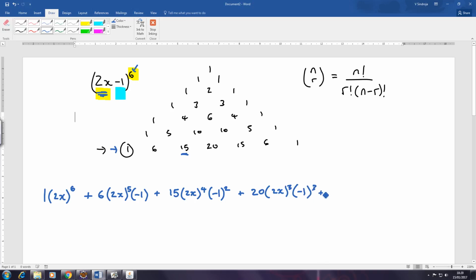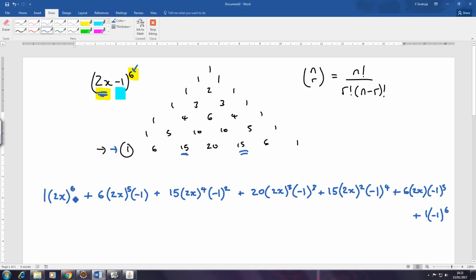Okay, and then I'm going to run out of room here. 15, which is this next number, times 2x to the power of 2, and minus 1 to the power of 4, and the next term is going to be 6 times 2x to the power of 1 now, because it goes 2 to 1, and minus 1 to the power of 5. And the last term I'm going to have to squeeze in at the end here is going to be 1 times minus 1 to the power of 6.